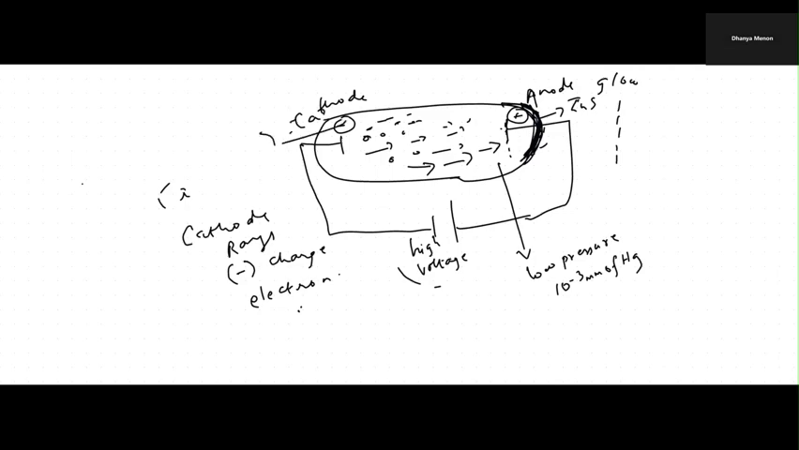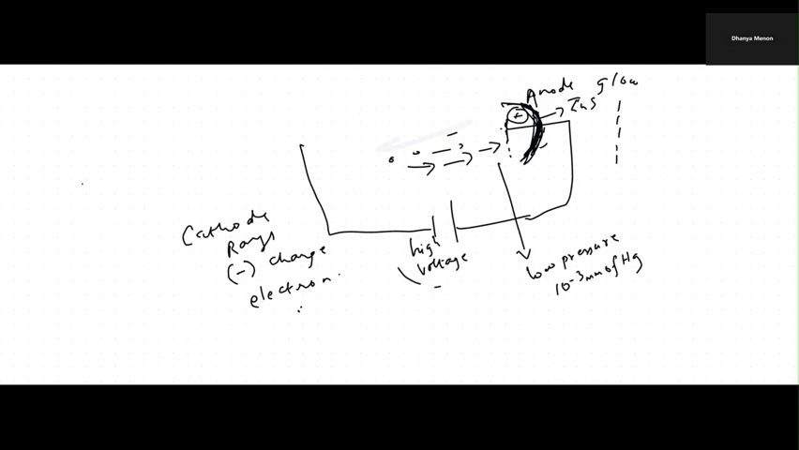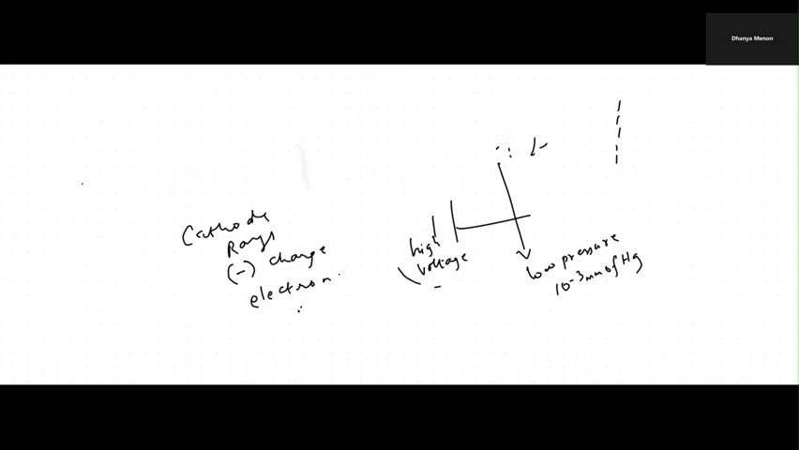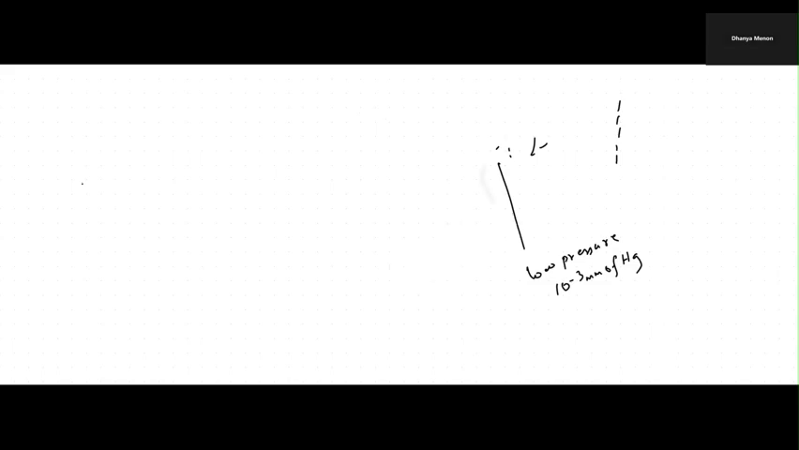Now, the next is characteristics of the cathode rays. So the credit of discovery of the electron goes to J.J. Thomson. Okay, so when you search the internet, J.J. Thomson's name comes up. Now, the characteristics or the properties of cathode rays.